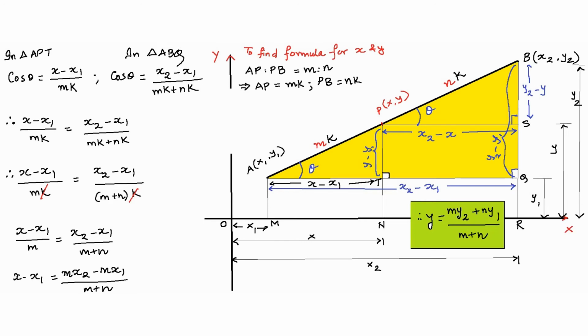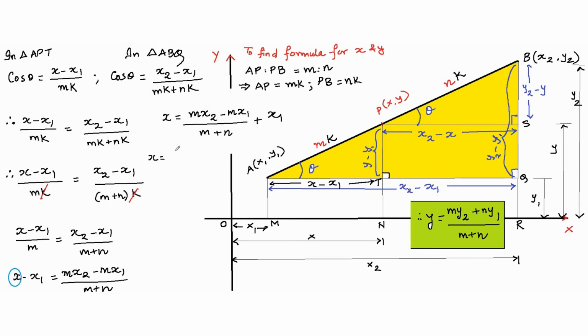So again, in this particular derivation, I am trying to find the formula for x. So I am shifting all the other terms to the other side. And now let me shift the x1 to the other side. So I get x is equal to m x2 minus m x1 divided by m plus n. And the minus x1 becomes plus x1 on the right hand side.